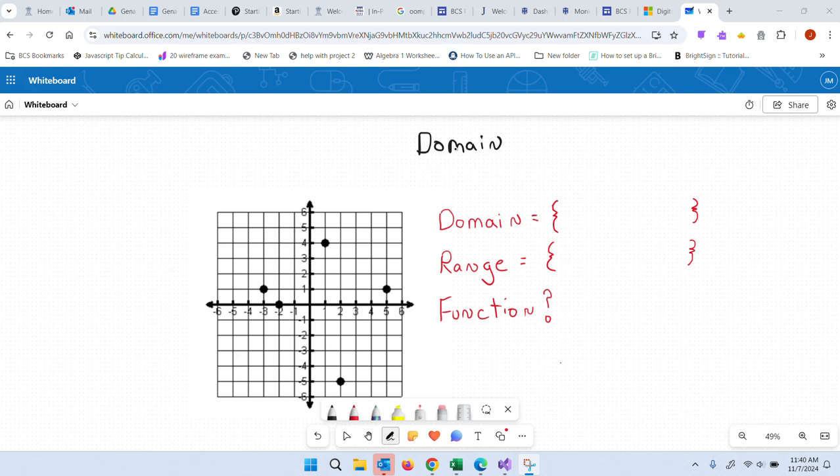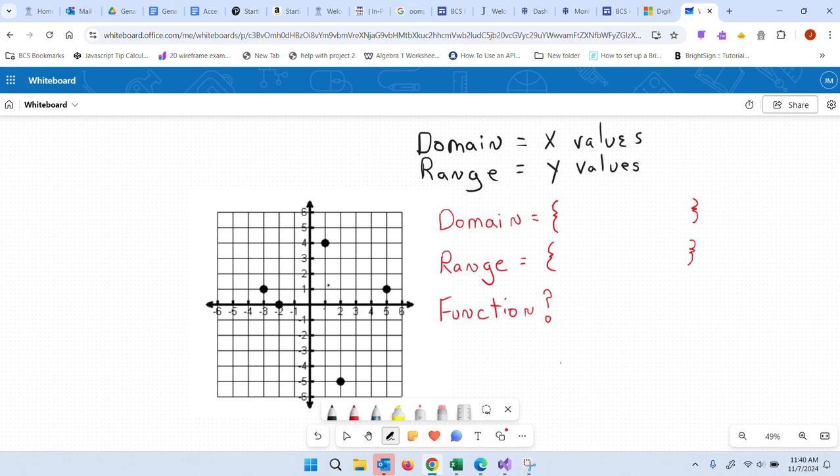When you see domain, the first thing you should think about is domain equals X values. And when you see range, you should think of Y values. This is a review of what we did before on this.